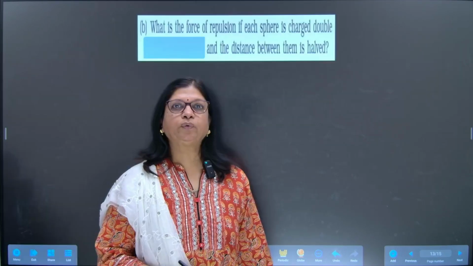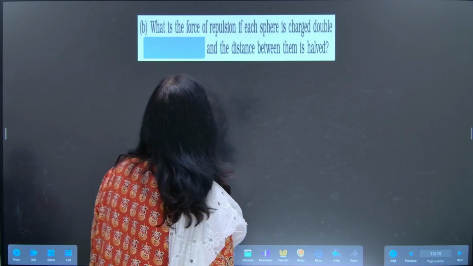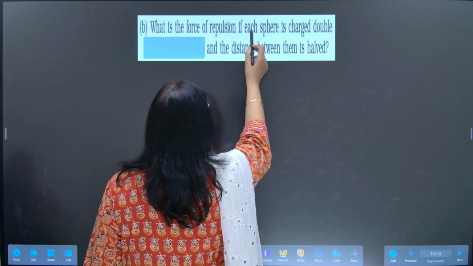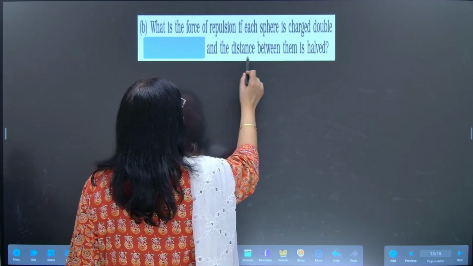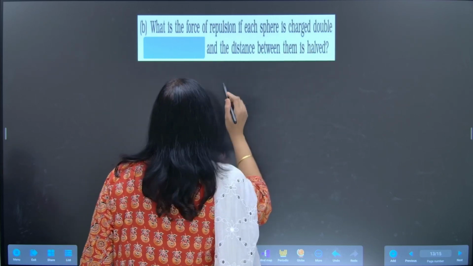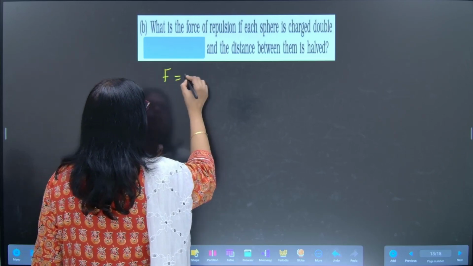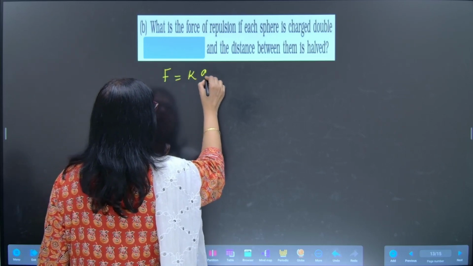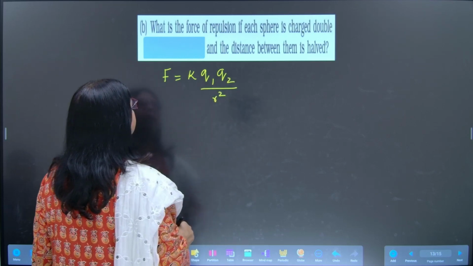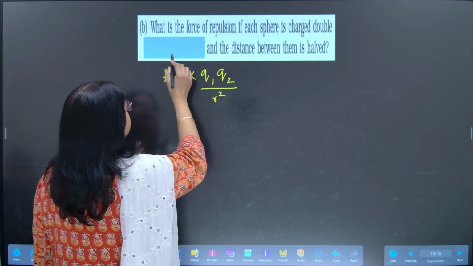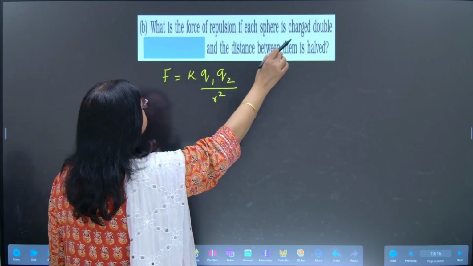Okay. So we do another numerical based on Coulomb's law. Let us read the numerical. What is the force of repulsion if each sphere is charged double and the distance between them is halved? So we rewrite the formula of the law. F is equal to K Q1 Q2 upon R square. Now what is given to us? It is given that each sphere is charged double.